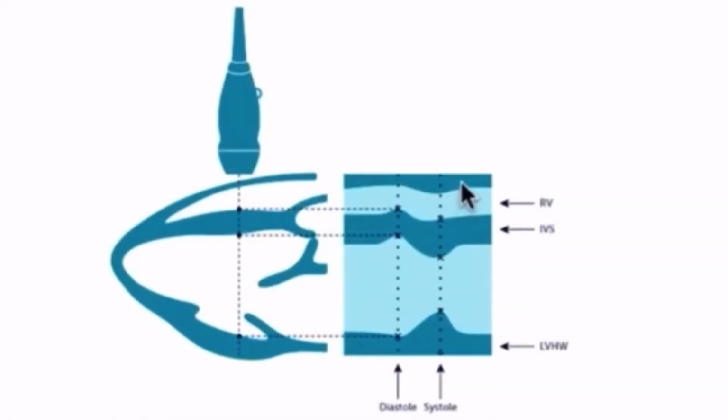We can now delineate exactly which structures we see. Here we have the right ventricle. This would be this area here. This darker area is the septum. Here we have the cavity of the left ventricle, and here we have the posterior wall of the left ventricle. And we can see how the structure moves from diastole to systole.